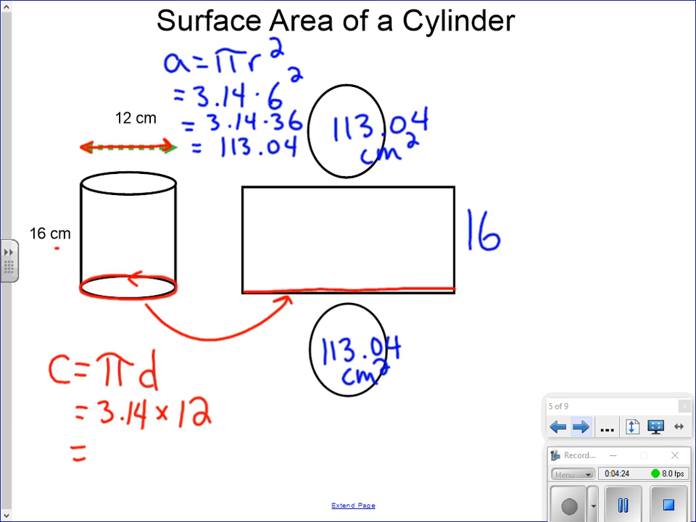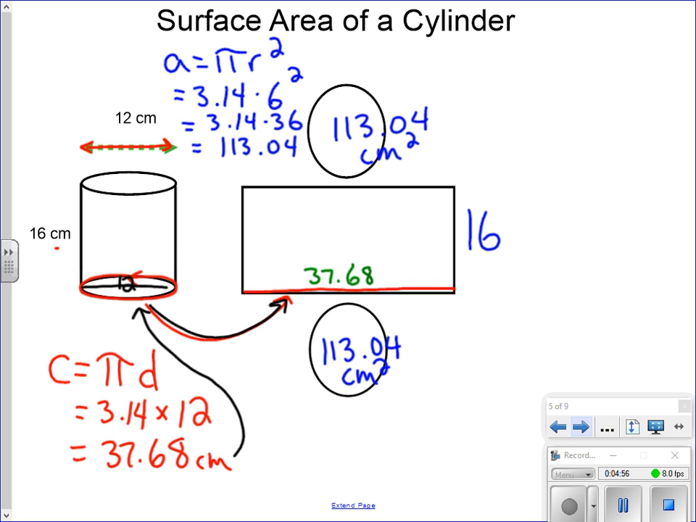So let's find out exactly what it is. 37.68. 37.68 centimeters would be the distance around that circle. Again, because it has a diameter of 12. So that is going to be this distance here, which is the length of the shape. So it's 37.68. Now I'm not going to round that off. I'm going to leave that in my calculator screen because it's already there. And I'm simply going to times that by 16 because length times width gives me the area of this rectangle.